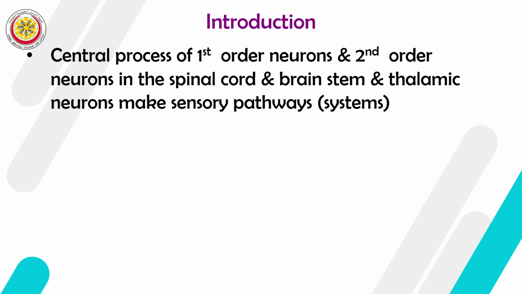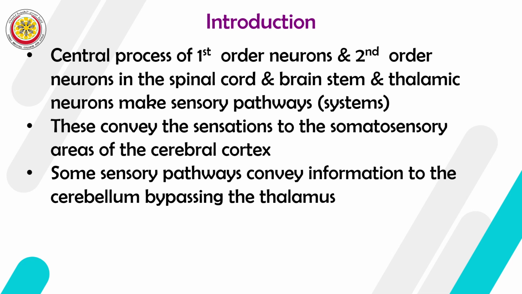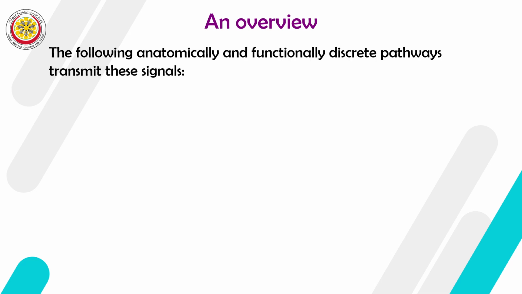The pathways, as you know, we have the central process of the first order neuron and the second order neurons in the spinal cord and brain stem, of course, and then the cerebral neurons make the sensory pathways or system. Now, they convey the sensations to the somatosensory area, the first somatosensory area, areas 3, 1 and 2, and then some sensory pathways convey information to the cerebellum. You know them. They go directly to the cerebellum.